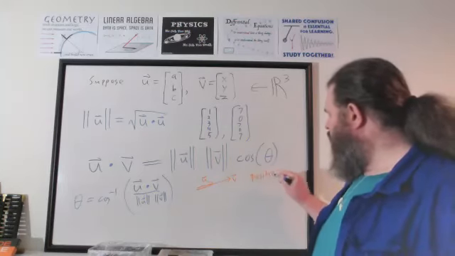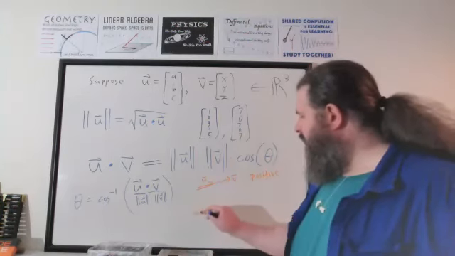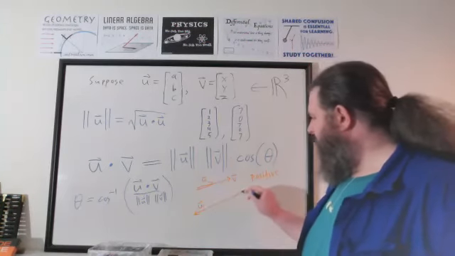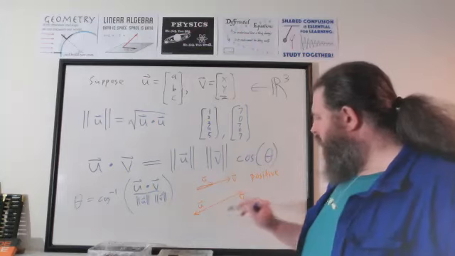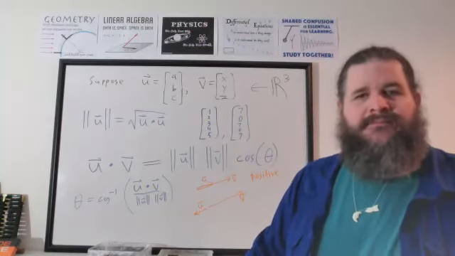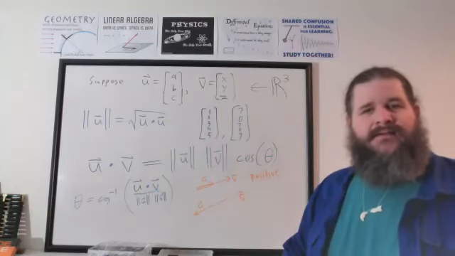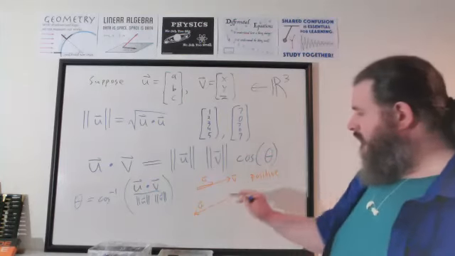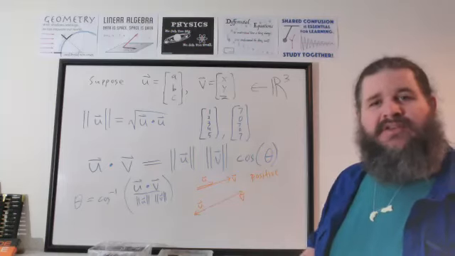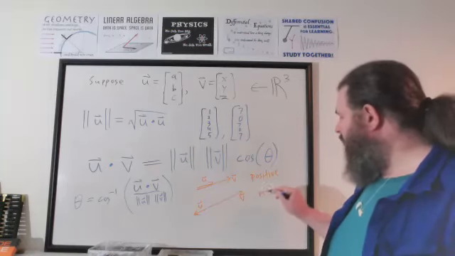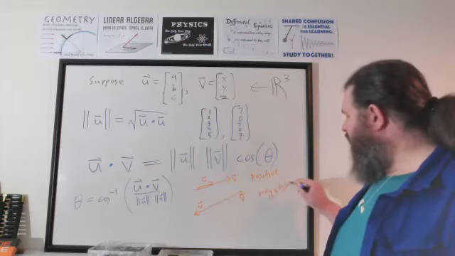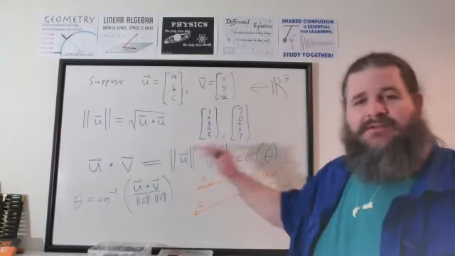If they're in exact opposite directions, what's the angle between them? 180. And cosine of 180 degrees would be? -1. Right. So if the vectors are in exact opposite directions, you get a very negative dot product. In fact, the dot product will just be negative magnitude times magnitude.